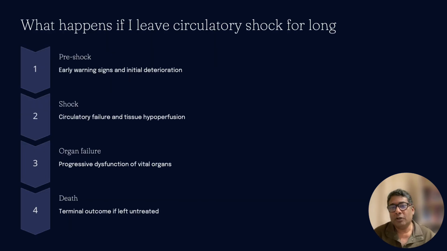What happens if you leave circulatory shock for long? They go through different stages: pre-shock, early warning signs and initial deterioration happen. In pre-shock, they're in a compensated state. If it's an elderly patient on beta blockers, they may not be able to compensate. They may straight away slip into shock and early organ failure. The youngsters are likely to remain in a pre-shock state for a long time. And if you see that, especially the shock index or anything like that, in a young patient, don't miss it. Don't leave it for long, because they'll end up with shock and organ failure. We don't want that to happen. And these organ failures are an independent risk of mortality. They move into shock when they decompensate, okay? And then they go into organ failure, and finally, it's a terminal outcome if left untreated.